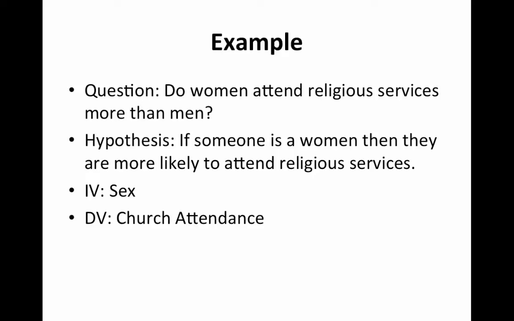So our first example we're going to look at is, do women attend religious services more than men? And our hypothesis is that if someone is a woman, then they are more likely to attend religious services. So our independent variable here is sex, and our dependent variable is church attendance. And if we had a null hypothesis, if we were doing hypothesis testing, it would be there is no difference in religious service attendance based on sex.